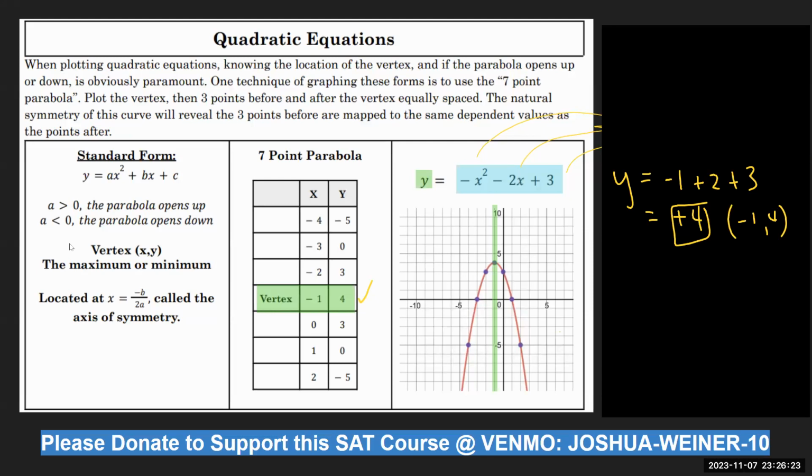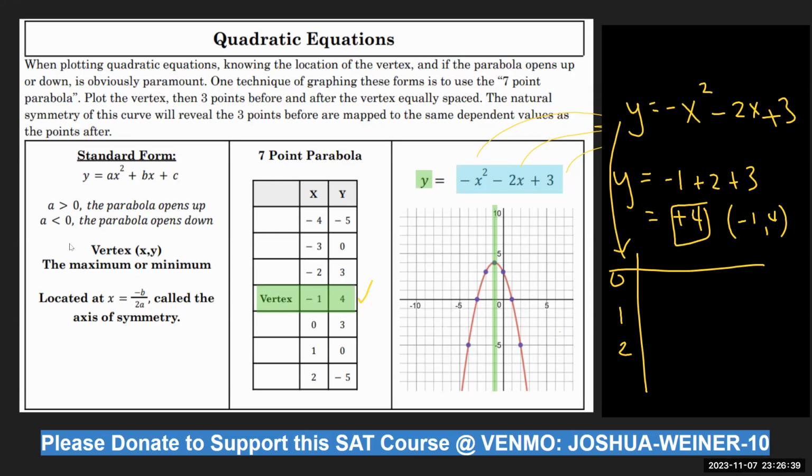Then it's easier to plug in 0, 1, and 2 because of the equation. The equation is y equals -x squared minus 2x plus 3. If you plug in 0 for x, then y will be 0 plus 3, which has to be 3. If we plug in 1, it'll be -1 minus 2 plus 3, so it'll be 0. If we plug in 2, it'll be -4 minus 4 is -8, plus 3 is -5.